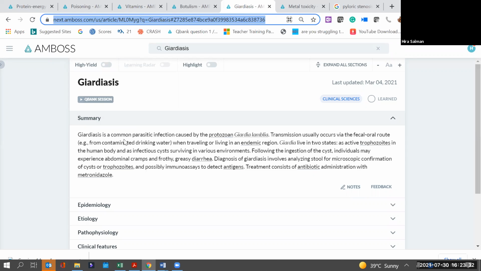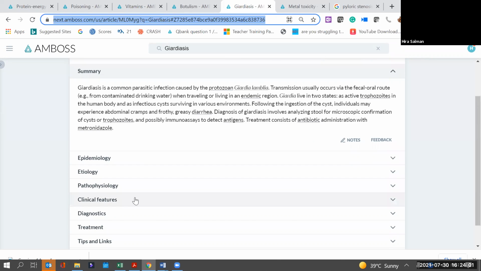Following the ingestion, the individual may experience abdominal cramps. So once the giardia is there in the body, it can cause cramping, it can cause frothy, greasy diarrhea. So whenever greasy diarrhea, abdominal cramps in the endemic areas, and an unhygienic history are mentioned, think about giardiasis. Diagnosis of giardiasis involves analyzing stool. So you have to go for the stool examination and you will see trophozoites. That's the precursor of protozoal infection. If you can appreciate trophozoites, that's the confirmation of giardia. So most likely the clinical features we will see here.